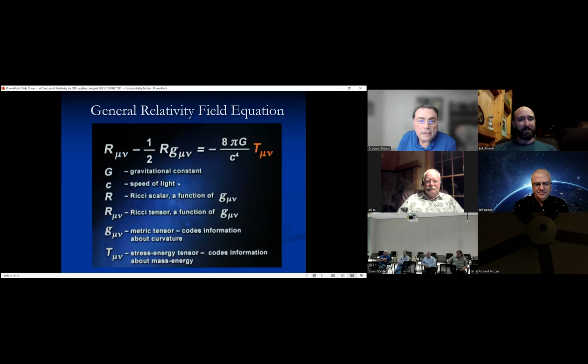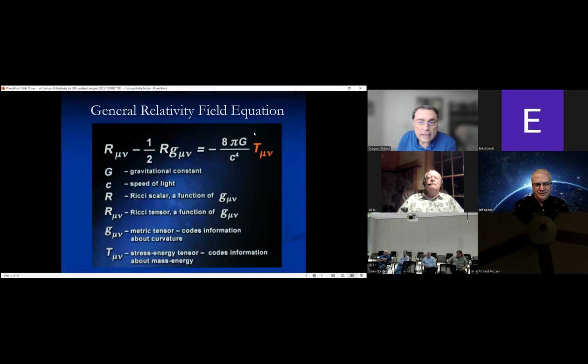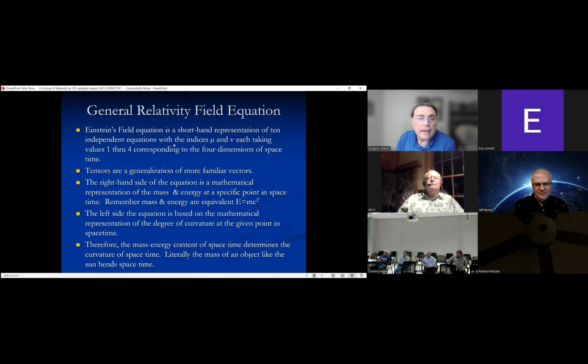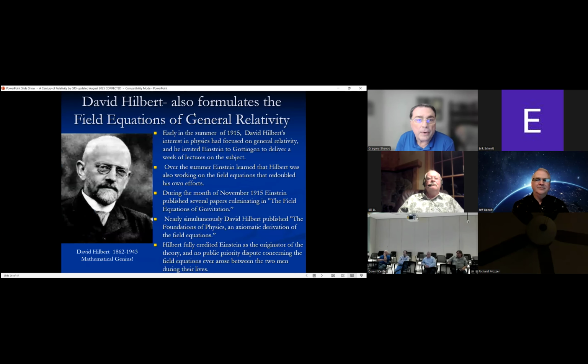All right. So this is the thing. Right here, this is mass and energy. This is how mass and energy curve space-time. Now this I find really interesting. David Hilbert was a mathematical genius. He invited Einstein to deliver a lecture on relativity, and he heard Einstein's lecture, and then during the summer he actually derived Einstein's equations all by himself. And then they published it at the same time. Isn't that amazing? And Einstein freaked out because he thought he was going to get duped.